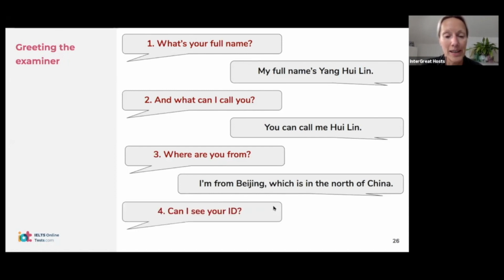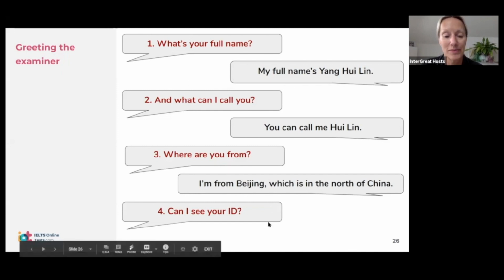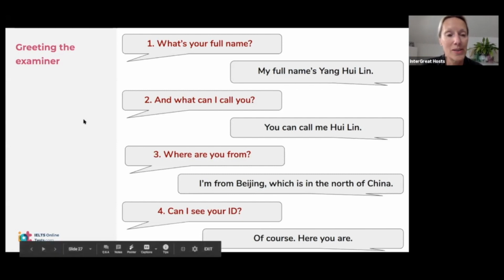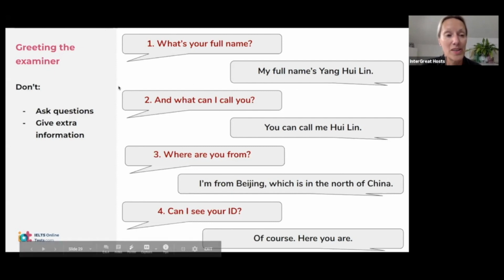And then the last one, can I see your ID? How would you answer that? Yeah, so you can't say no. Of course. Here you are. Yeah. So as you can see, those questions and answers are really short. You don't need to elaborate. You don't need to say more than that. In other words, don't ask questions, don't give extra information.